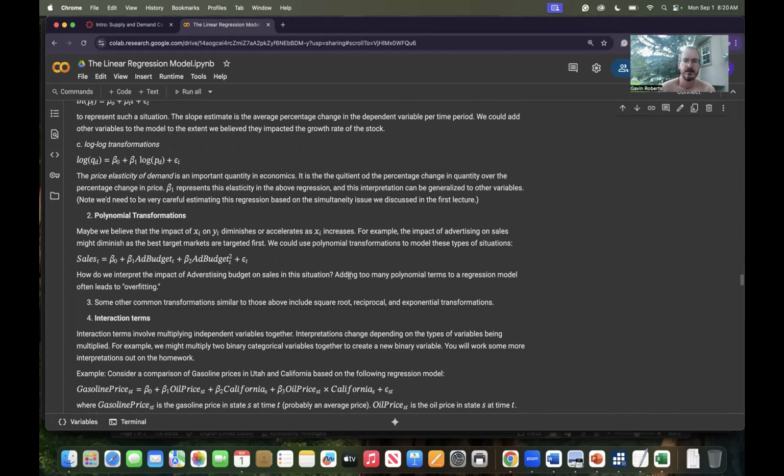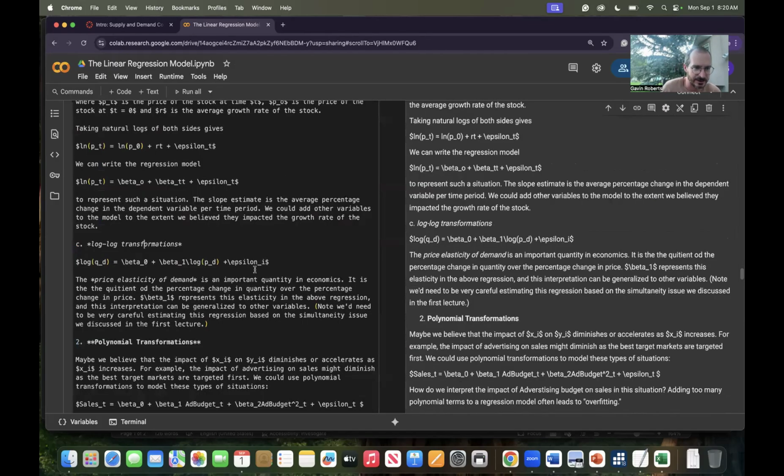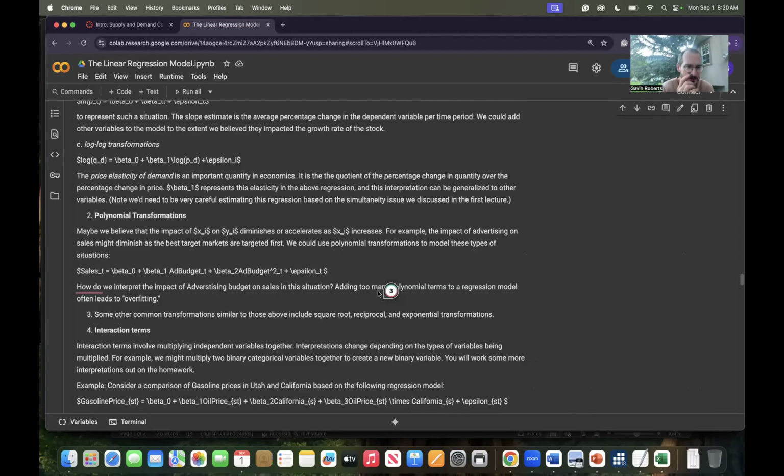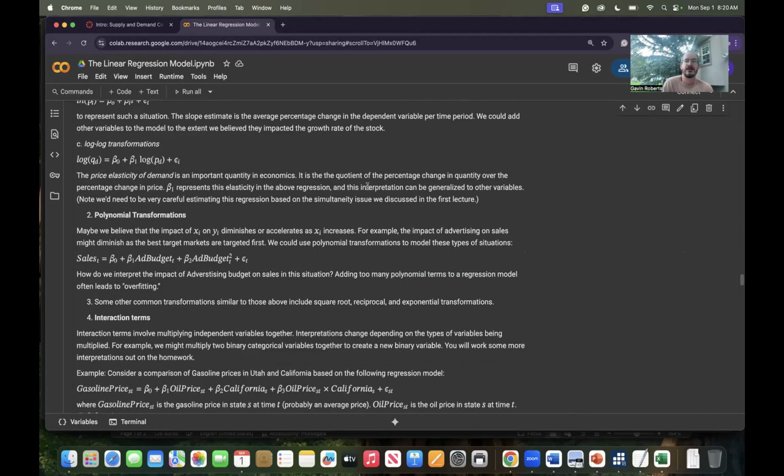It is the quotient of, whoa, that's a crazy typo. So it is the quotient of, approximately spelled right now, the percentage change in quantity over the percentage change in price. So if we ran this regression, that's what beta 1 would be. It would be the percentage change in quantity over the percentage change in price.